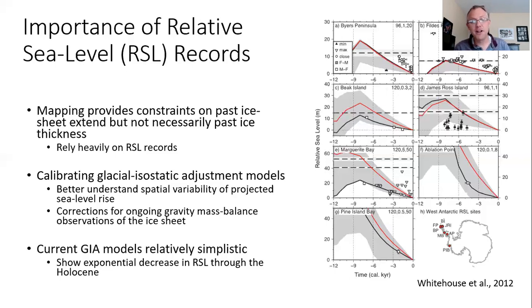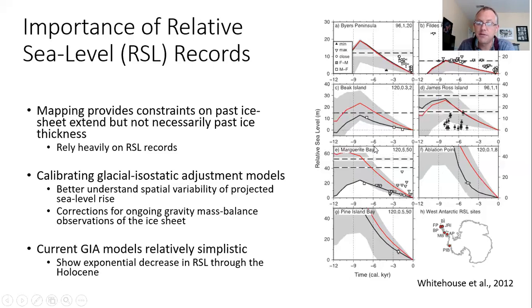These GIA models are important not only for reconstructing past ice sheets, but also for predicting future spatial variability in sea level rise, as well as correcting satellite-based estimates of the mass balance of ice sheets, and particularly those that rely on gravity measurements. Now, we'll see that most current GIA models are relatively simplistic in their assumptions about not only the growth and decay of the ice sheet, where they basically assume a continual decrease in the size of the ice sheet through the Holocene, but also the response of relative sea levels to that.